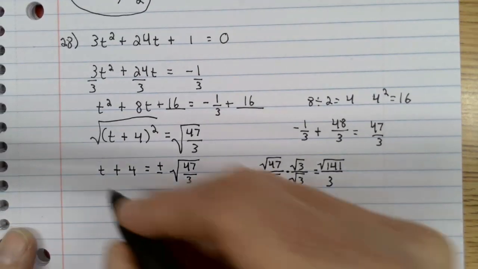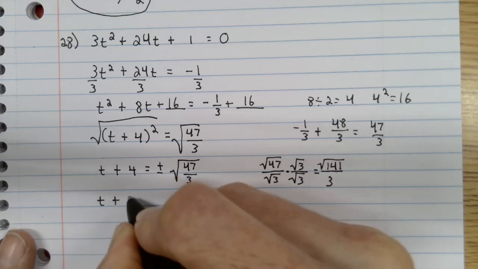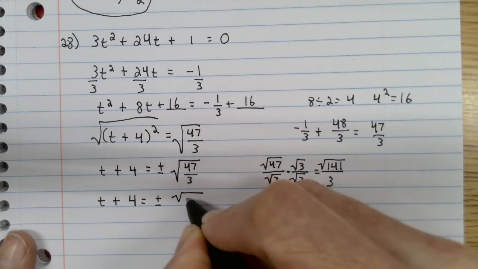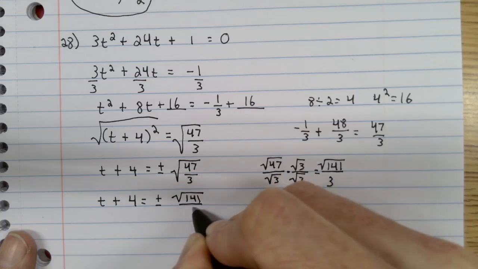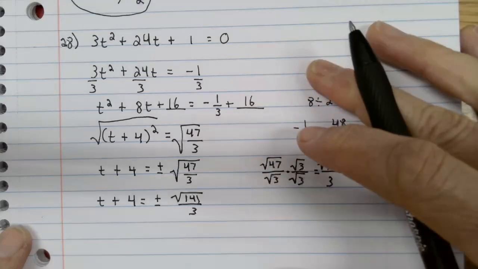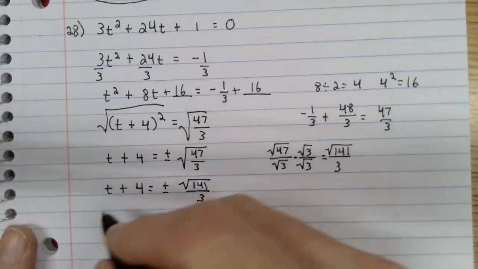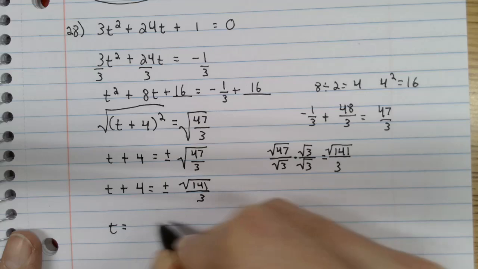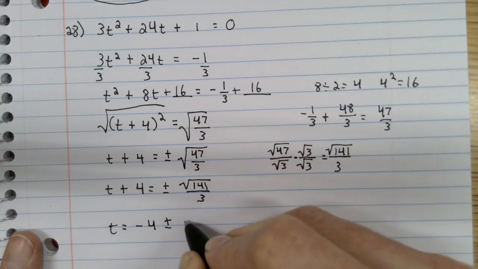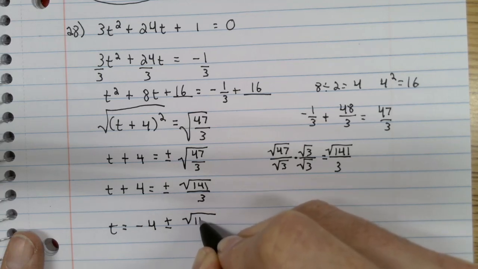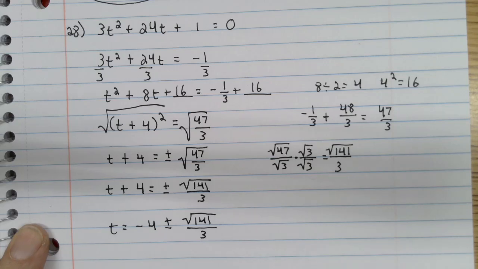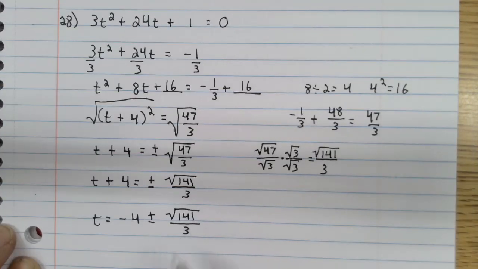Okay, so now I'm going to rewrite this. It's going to be t plus 4 equals plus or minus square root 141 over 3. Remember, these two are the same numbers, they're just written differently. And now I can bring the 4 over to the other side. So it'll be t equals negative 4 plus or minus the square root of 141 divided by 3. And we can leave the answer like that.